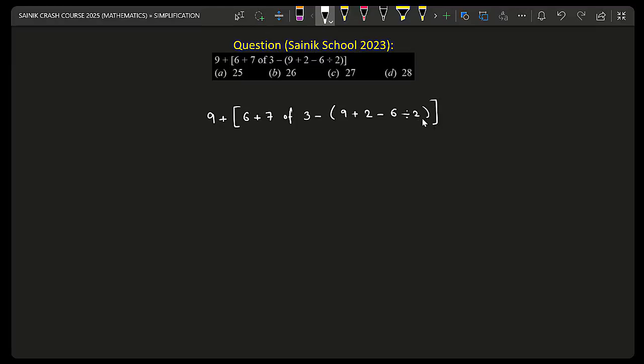Okay, V-BODMAS. Is there any vinculum in this? No, sir. Bracket? How many brackets are there? Two. Which bracket do we have to solve first? The small bracket, the innermost bracket. This one we have to solve. But in this we have plus, minus and divide. Which one do we have to do first? Division. What is 6 divided by 2? 3. So instead of that, you can just write 3 here.